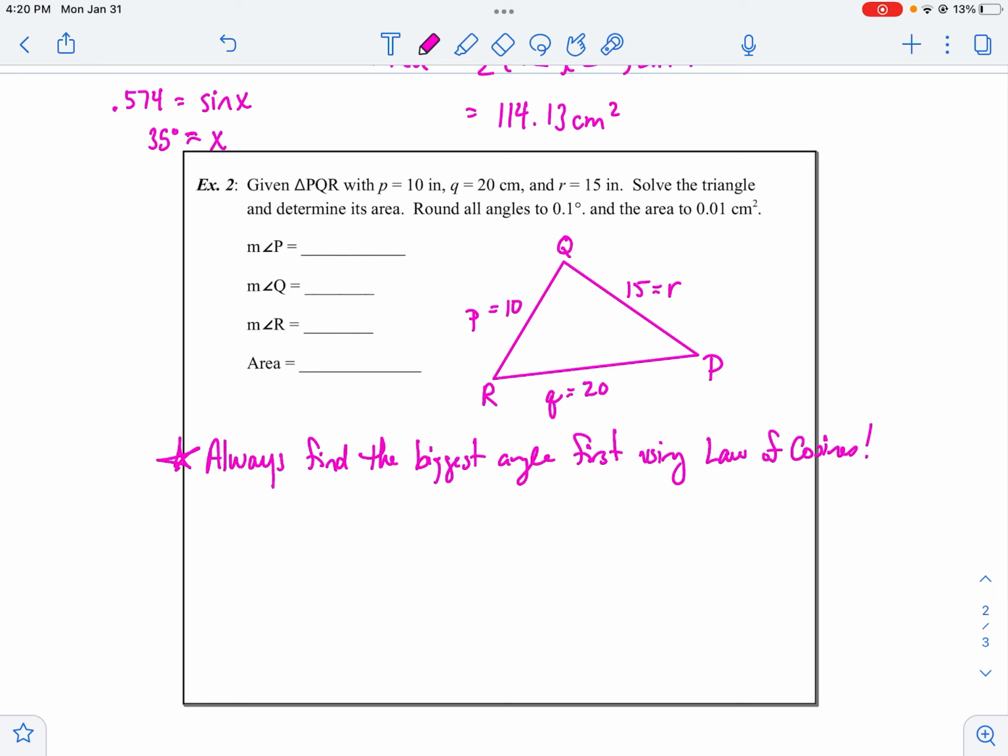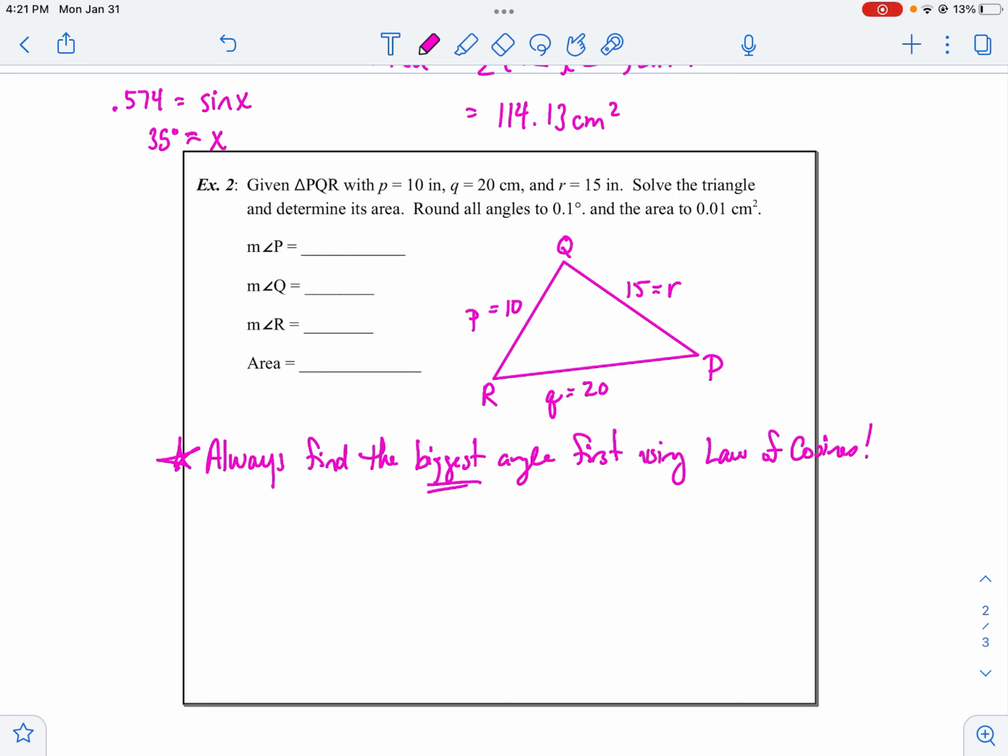It's so important that you find the biggest angle first. That is because once you have it, then when you go to use the law of sines to find the other parts, you won't run into the old SSA/ASS situation. So if you find the biggest angle first, you're going to be safe, okay?